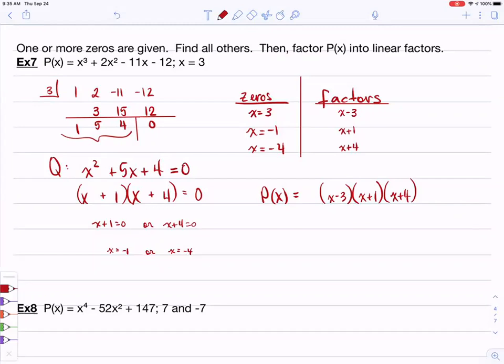It was a 2-word phrase that you have to do every time you're told 1 or more zeros are given. Say it again. Good, 2 words. Prove it. So the minute you're told that you've got zeros, go prove it. Okay, sorry, that's 3 words. But I just said prove it in last class. So prove that they are actually zeros.